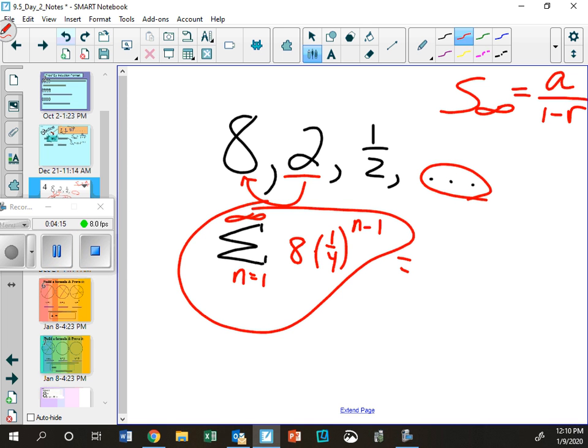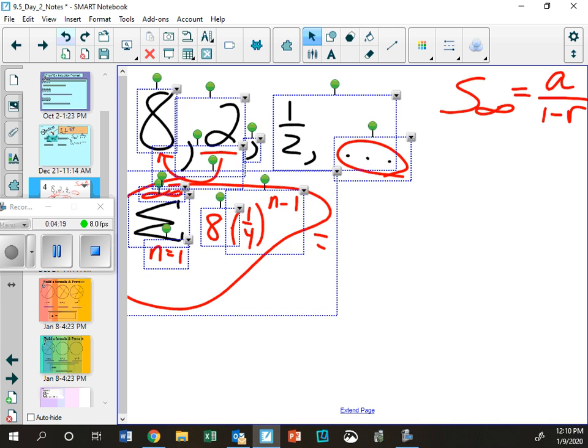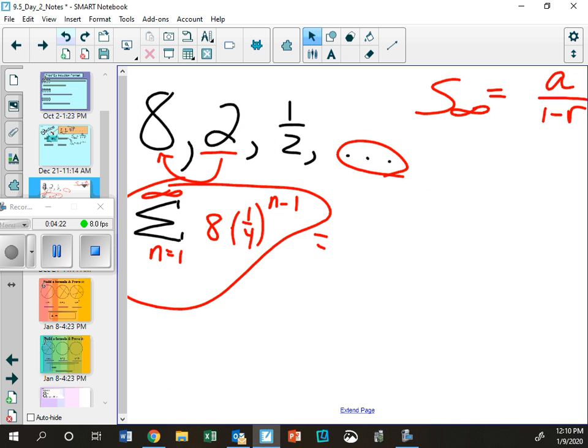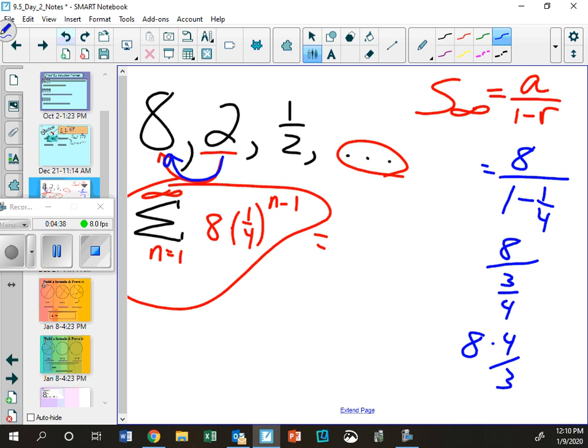So if I'm going to use that formula, I'm going to just make some room for it here. Drag this over. A in this case is 8 over 1 minus r. Again, r comes from this divided by this, and it was 1/4. So 8 over 3/4, and flip it and multiply. 8 times 4/3, that's 24 divided by 3, which is, wait a minute, something's wrong. 32, there we go. 8 times 4 is 32 divided by 3.